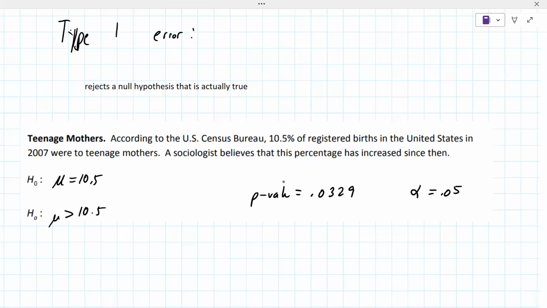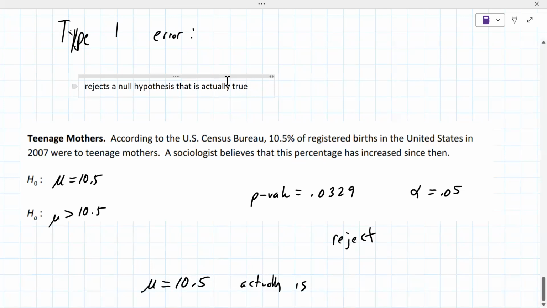Reject. You would reject, okay? But what if later on you find out that the mean is actually 10.5? So you did your testing, you rejected the null hypothesis, but you later found out that it was actually true. Is that a type 1 error? Yes. That is a type 1 error.